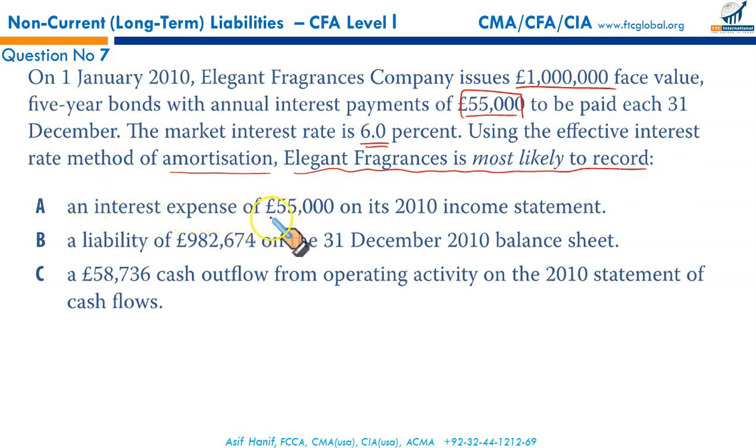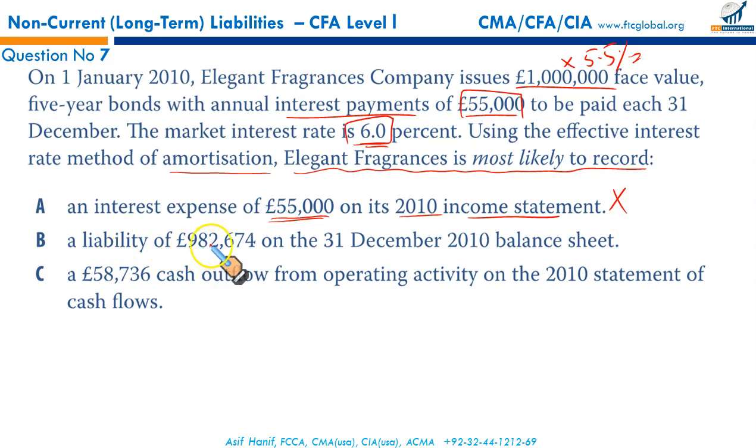An interest expense of £55,000 on its 2010 income statement. This 55,000 is the interest payment. Interest payment is, remember, the face value times the coupon rate. This is not interest expense. Interest expense is equal to the carrying value of the bond multiplied by the market interest rate, as we saw a little while ago. So this is incorrect.